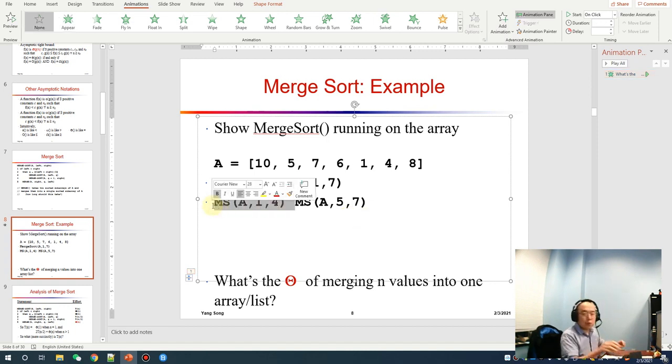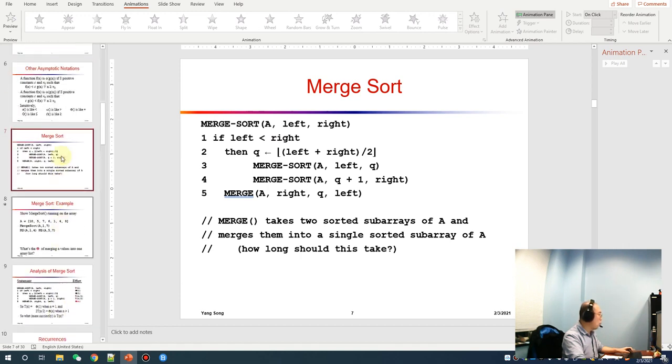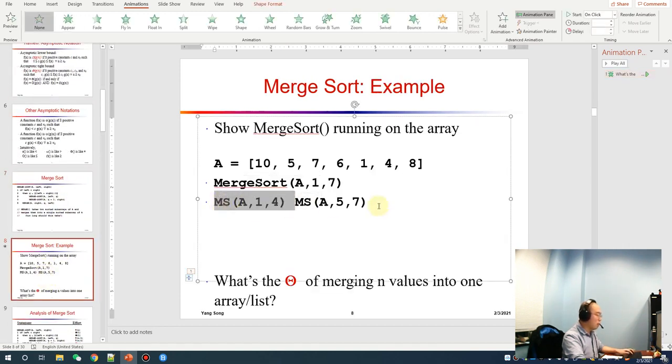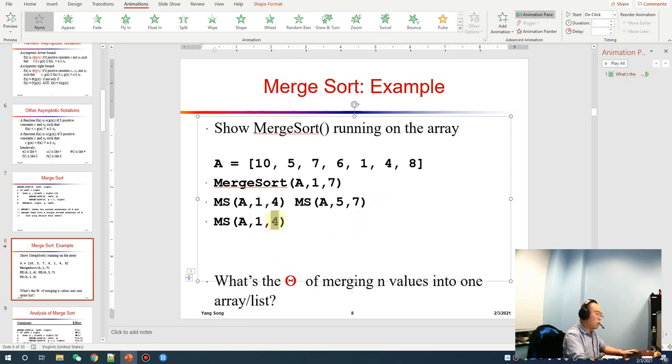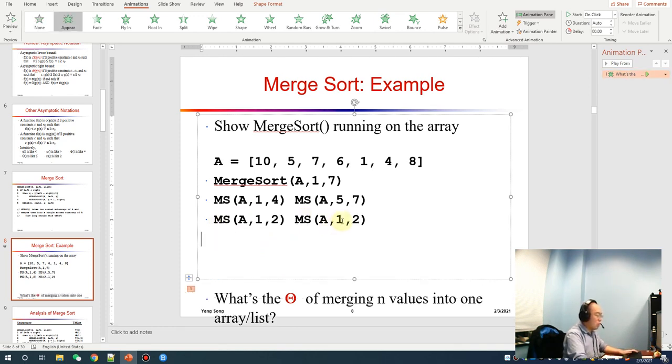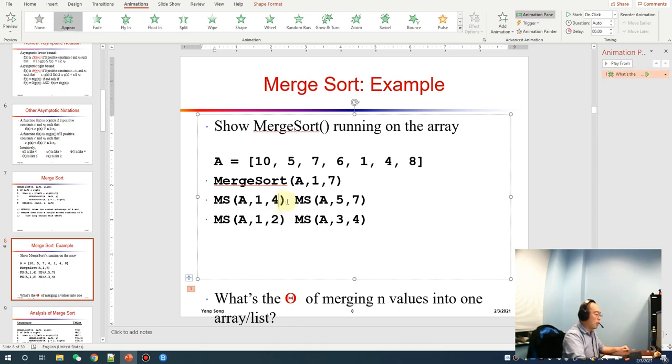And if I want to do a split again, because the left is 1 and the right is 4 in this case, so left is still smaller than right, so a further split. And after that, okay, it should be here. So after that, we should have 1, 2, 2. And then another one, merge sort 3 to 4. So those two will be a further split for this one, right?